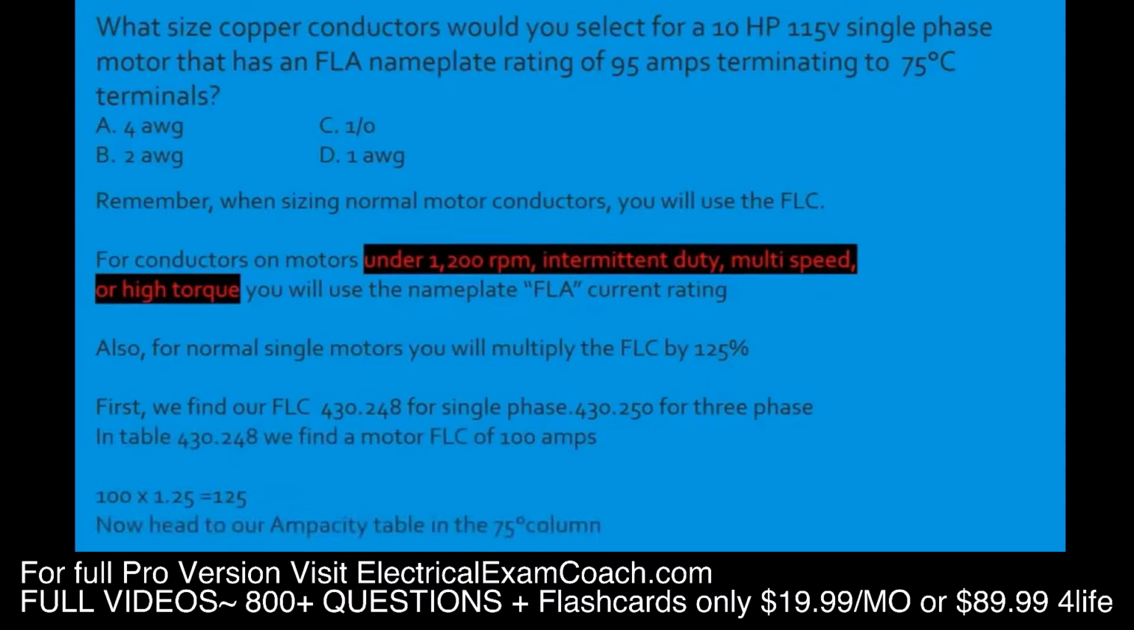Now we head to our primary ampacity table in the 75° C column. In the copper side, we're going to go down and select a wire that will cover our known amp draw, in this case 125 amps. And we're going to select D.